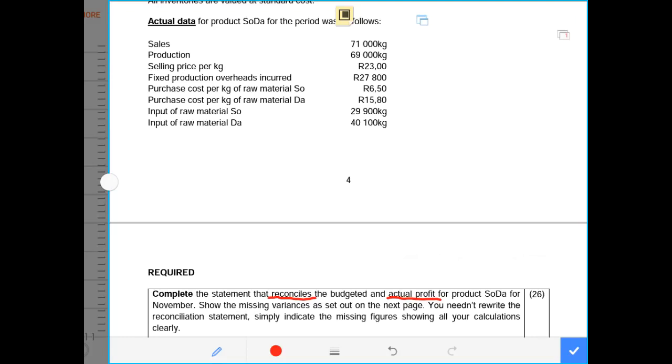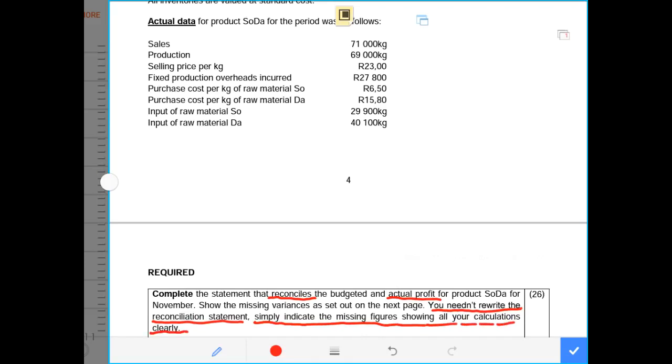So it means in this question there was a template where we have to compile the reconciliation, and we're already given some figures, and all that we had to do was to complete the missing variance. It says you needn't write the reconciliation statement. Simply indicate the missing figures, show all your calculations clearly.